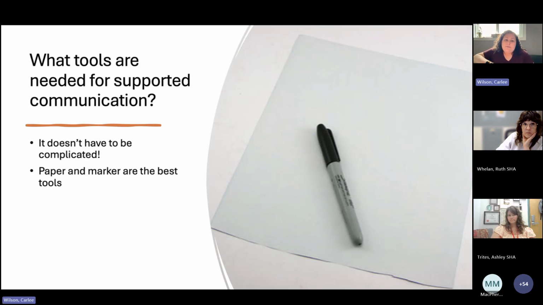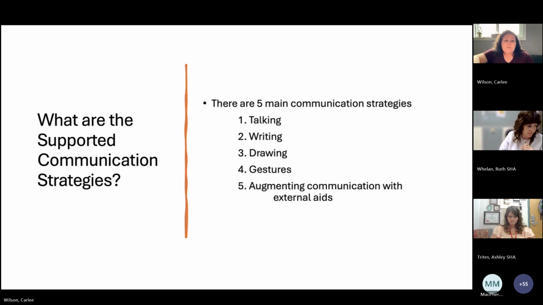So when we think about what tools you need for supported communication, it doesn't have to be complicated. Paper and marker are really the best tools. Usually I prefer white paper with a black marker because it has the strongest contrast, but really use what you have on hand. So when we think about communication strategies, there's kind of 5 things that we can talk about. One of them is talking, which we're probably the most familiar with. Another one is writing, drawing, using gestures, and then we can also augment our communication with external aids.